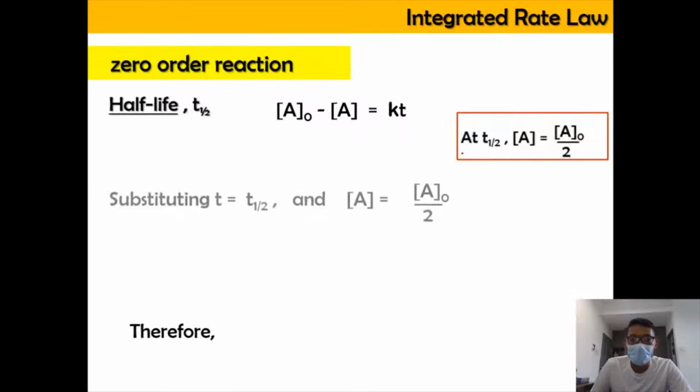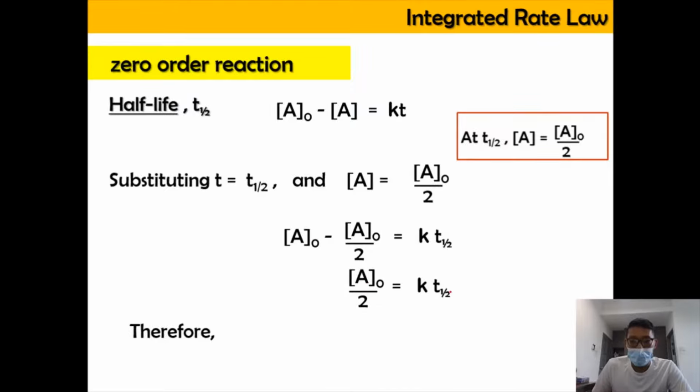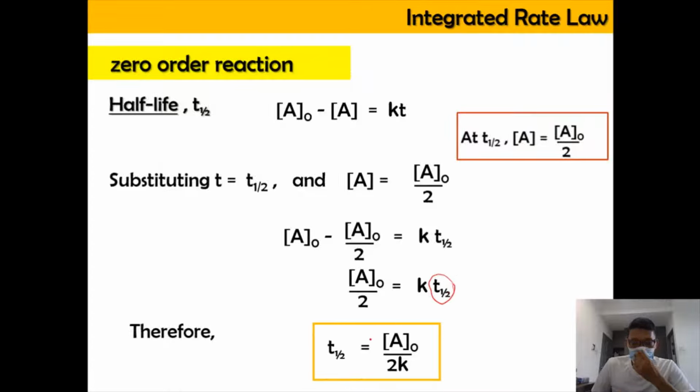So A is equal to A naught divided by 2 because of the half-time. If we plug in T equal to T half and A equal to A naught over 2, we will get A naught minus A naught over 2 is equal to K T half. Once we do the math, we get A naught over 2 is equal to K T half. We need to make T half the subject. So at last, we get T half is equal to A naught over 2K. So this is what we needed, at least for our level here.